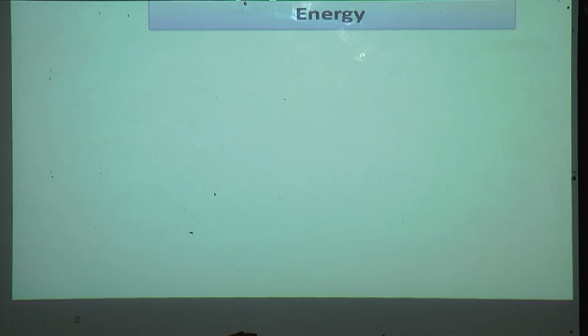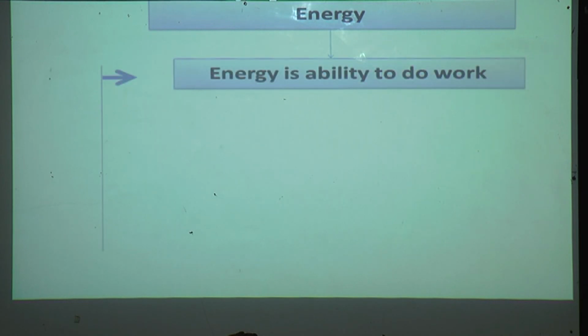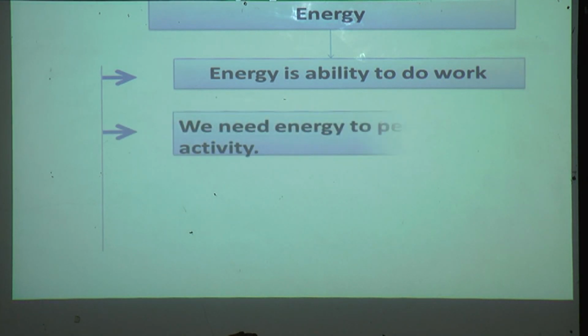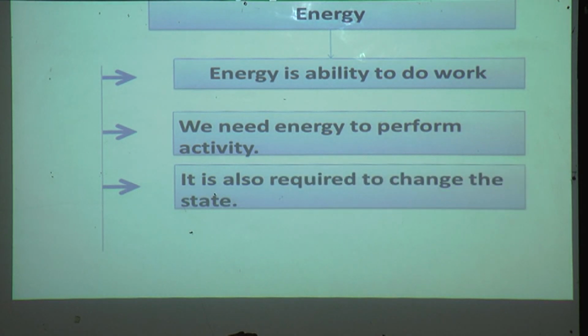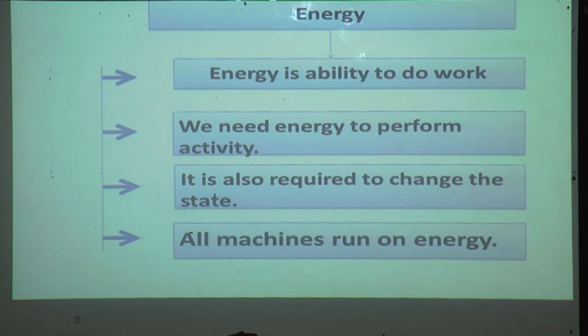And the last point was about energy. Energy is the ability to do work. We need energy to perform activity. Yes, for running, for playing, or for doing activities we need energy. It is also required to change the state. All machines run on energy. Yes, all the machines need energy to run.